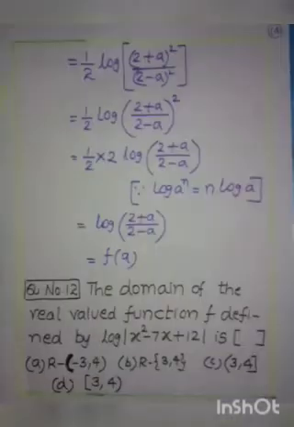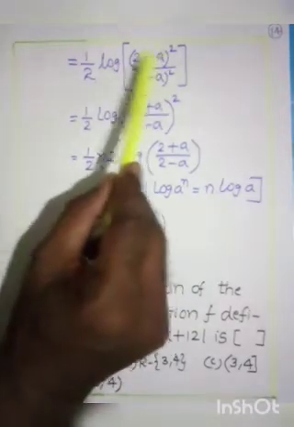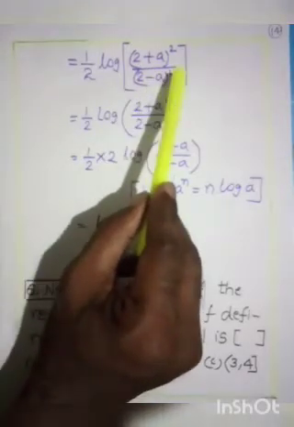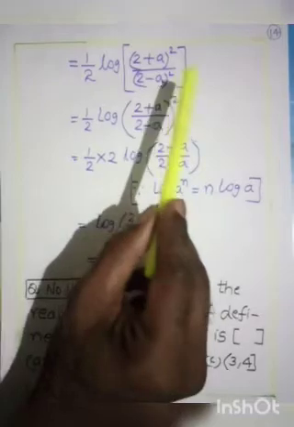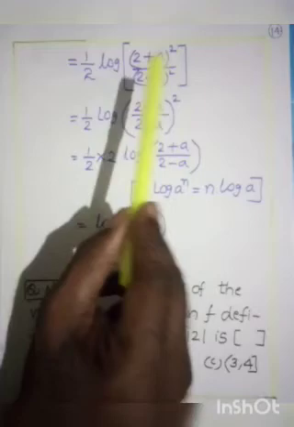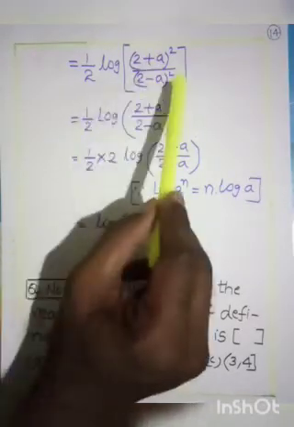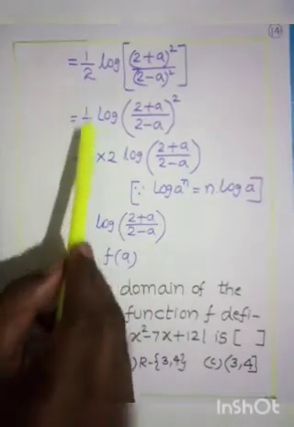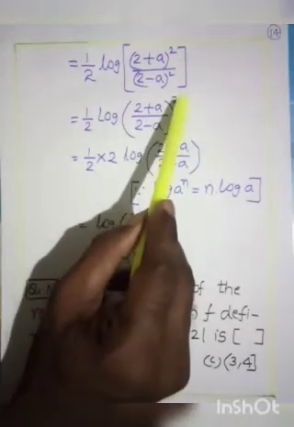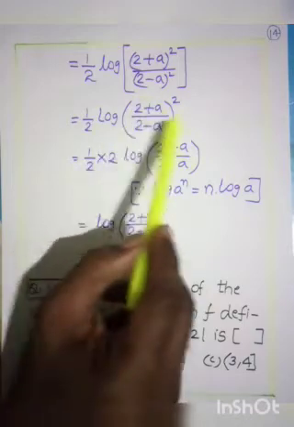That is equal to 1 by 2 log of, the numerator can be written as (2 plus a) whole square, and the denominator can be written as (2 minus a) whole square, by using the algebraic identities (a plus b) whole square in the numerator and (a minus b) whole square in the denominator. Understood this step, my dear children? That is equal to 1 by 2 log of ((2 plus a) by (2 minus a)) whole square. By using the laws of exponents we can write this step. Understood this step, my dear children?